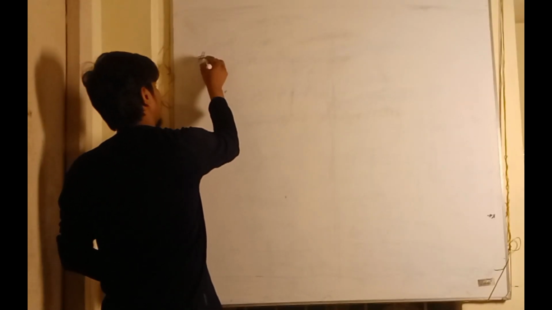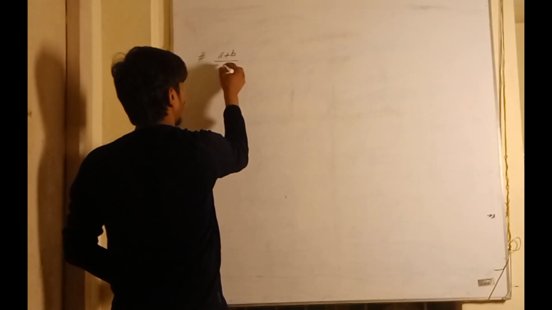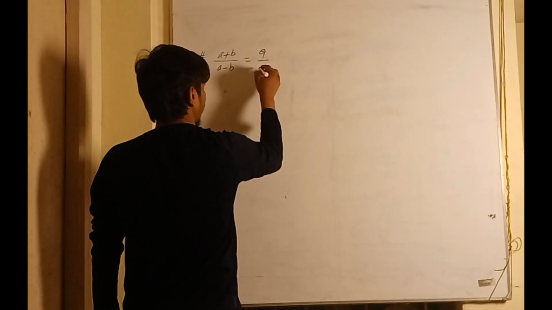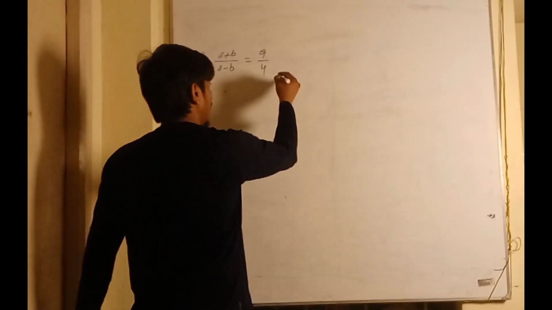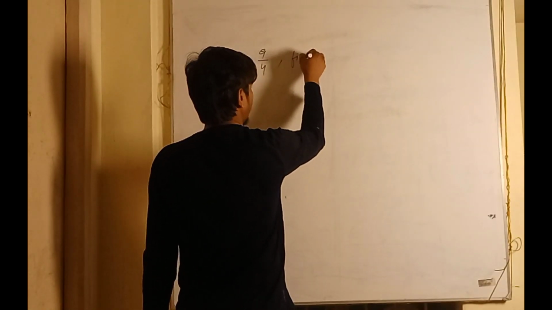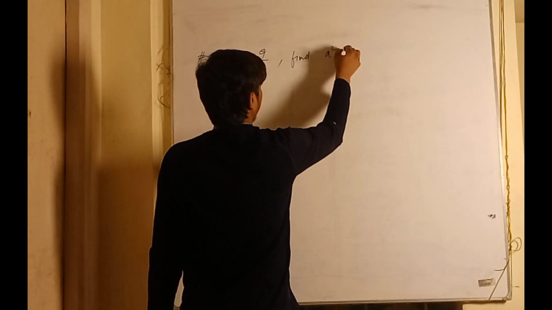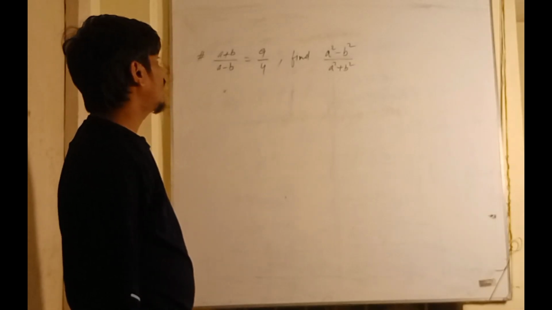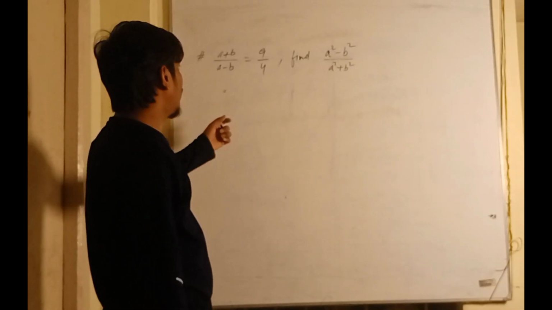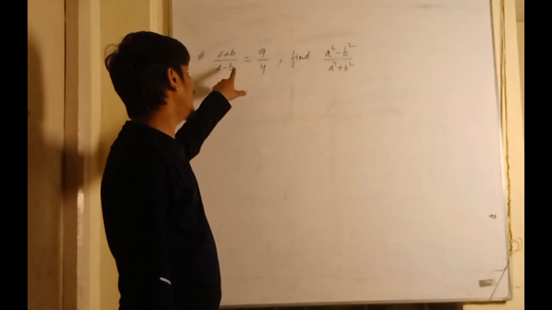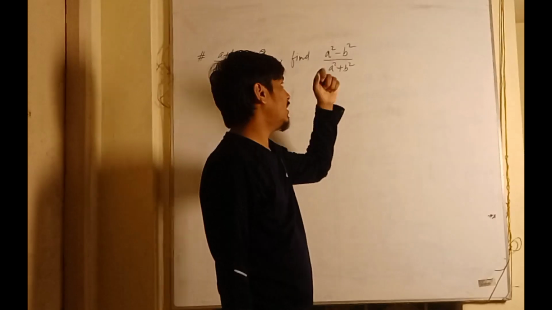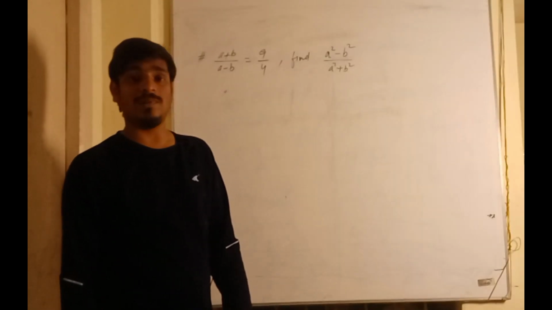Suppose we are given (a+b)/(a-b) is equal to 9/4, and we need to find the value of (a^2-b^2)/(a^2+b^2). So we are given (a+b)/(a-b) equal to 9 by 4, and we need to find the value of (a^2-b^2)/(a^2+b^2).